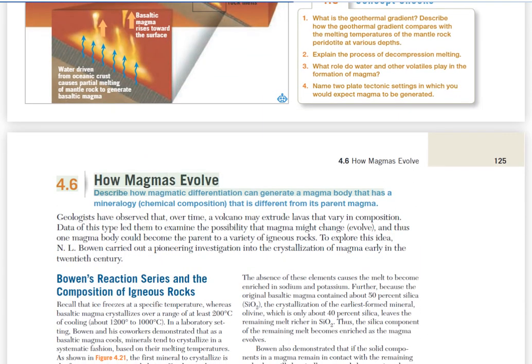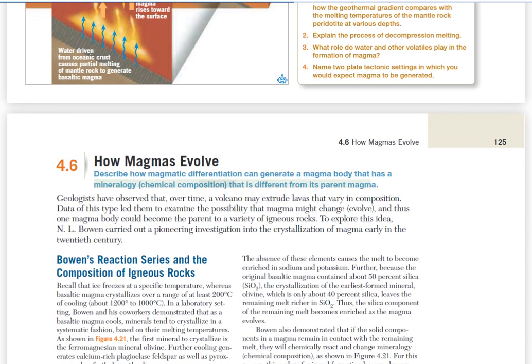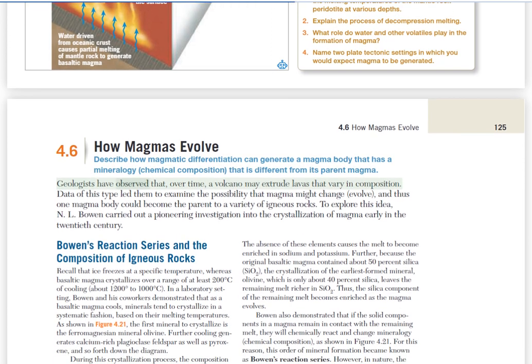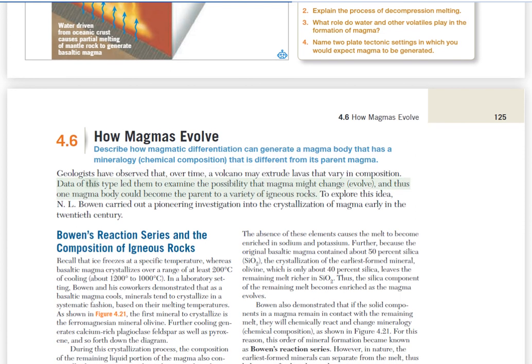4.6. How magmas evolve. Describe how magmatic differentiation can generate a magma body that has a mineralogy that is different from its parent magma. Geologists have observed that, over time, a volcano may extrude lavas that vary in composition. Data of this type led them to examine the possibility that magma might change, and thus one magma body could become the parent to a variety of igneous rocks.